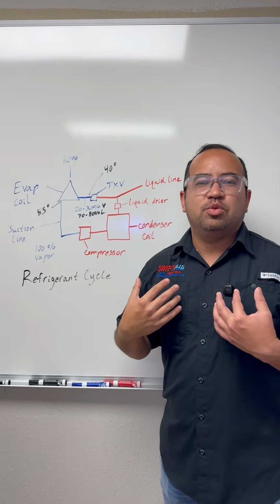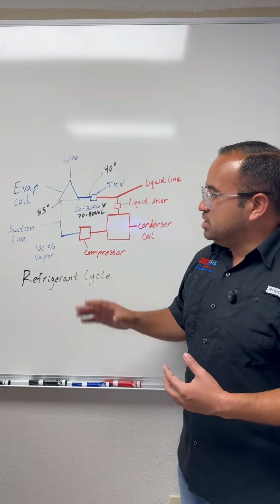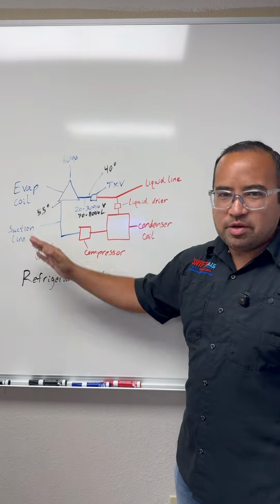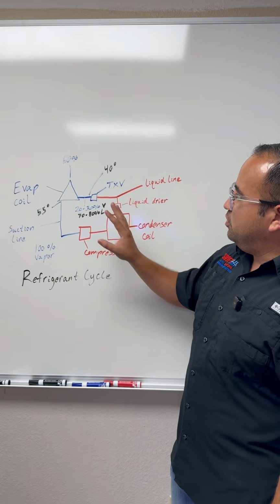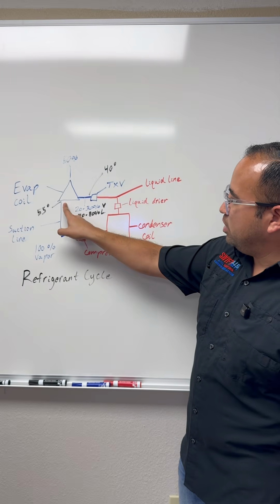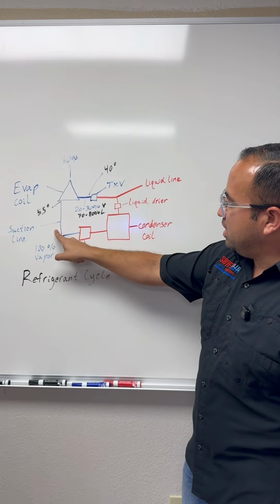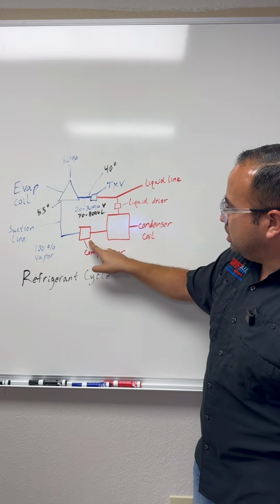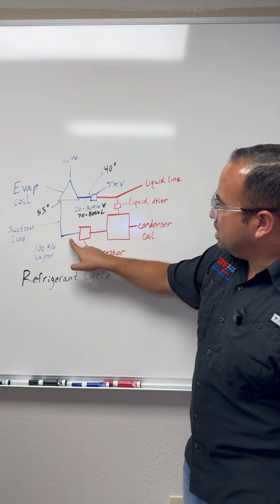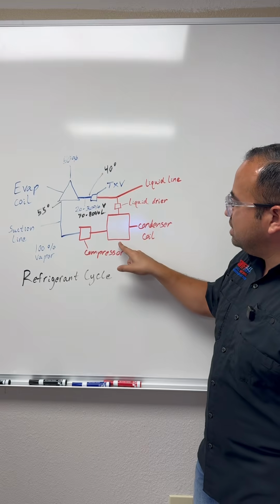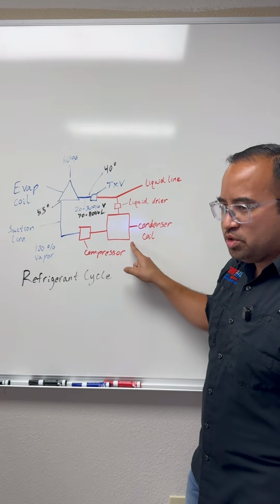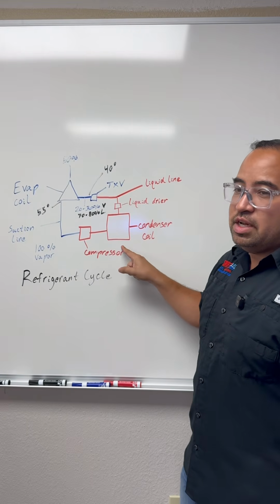Let's talk about the refrigeration cycle and what it means and what it is doing throughout your system, whether it's residential or commercial. There are five components. You have your evaporator coil, and your suction line that feeds into the compressor. The compressor then turns the low pressure into high pressure. Then it goes into the condenser coil.